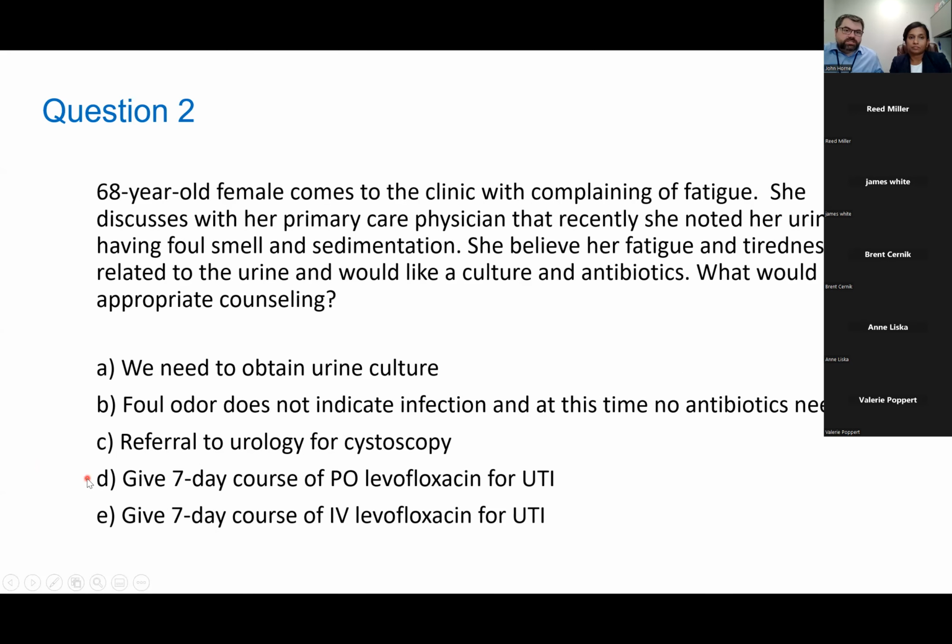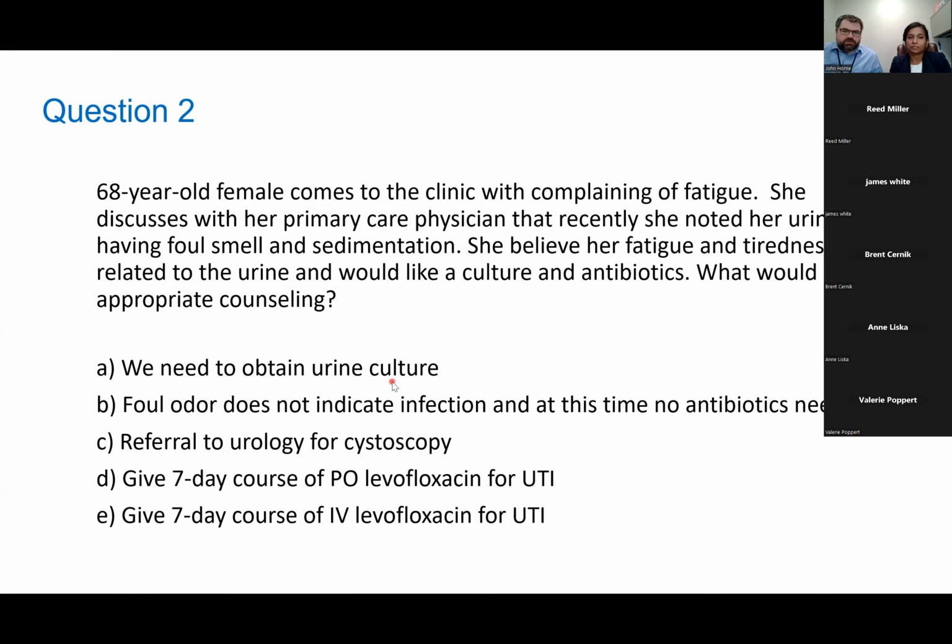Question 2. This is a 68-year-old female who comes to the clinic complaining of fatigue. She discusses with her primary care physician that she recently noted her urine having a foul smell and sedimentation. She believes her fatigue and tiredness are related to the urine and would like a culture and antibiotics. What would be the appropriate counseling? So you have a patient complaining of fatigue, and she wants her urine worked up for this foul smell and sediment. What would you say to this patient if they come in?